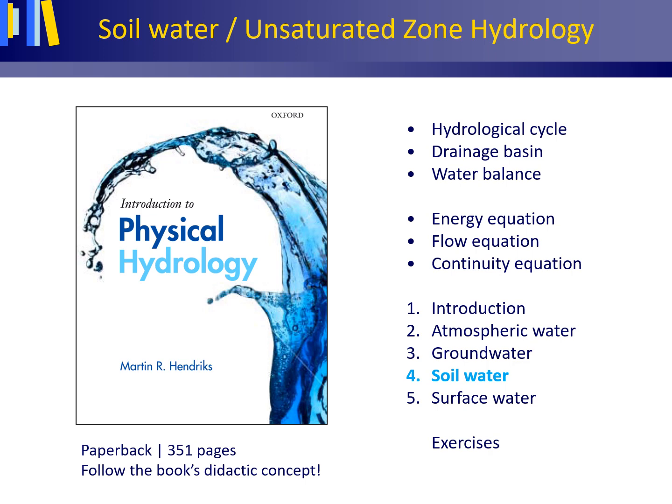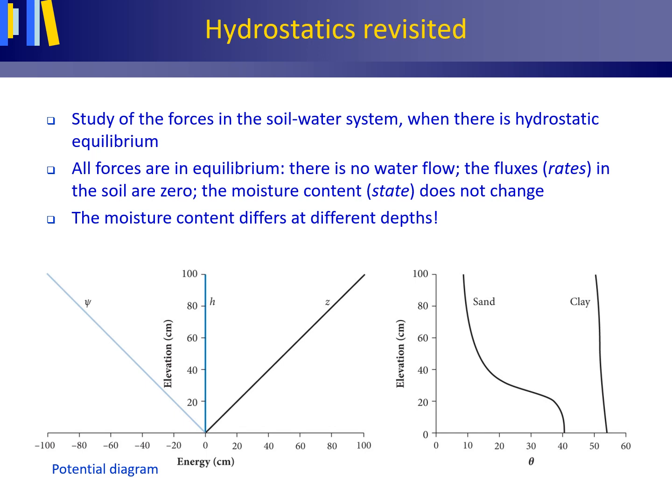Lecture 10, Part 1 on Soil Water Unsaturated Zone Hydrology. Using the soil moisture characteristics for sand and clay, we can establish the volumetric moisture contents above the water table for hydrostatic equilibrium, that is, no vertical water flow in sand and clay. The left figure shows the potential diagram above the water table, and the right figure the corresponding moisture contents above the water table for sand and clay.